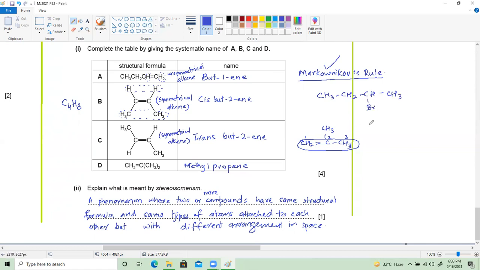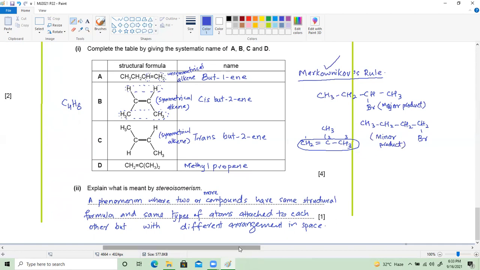And if anti-Markovnikov's rule is followed, like if the hydrogen atom adds on to this carbon which has a lesser number of hydrogen atoms, it will become CH2 and then CH2Br. So in this way, one bromobutane is made. Obviously, the one made by using Markovnikov's rule is the major product of the reaction, while the other one, which is not according to Markovnikov's rule, is the minor product.